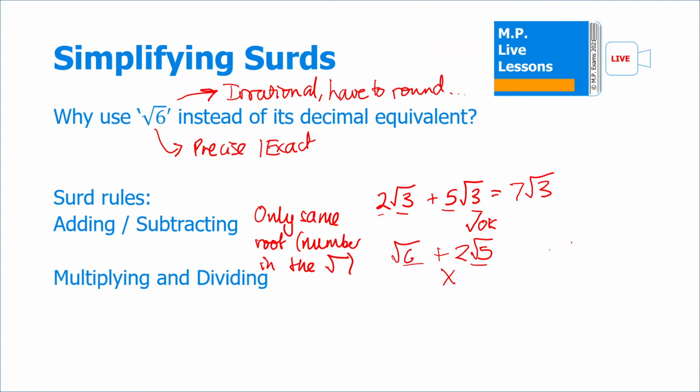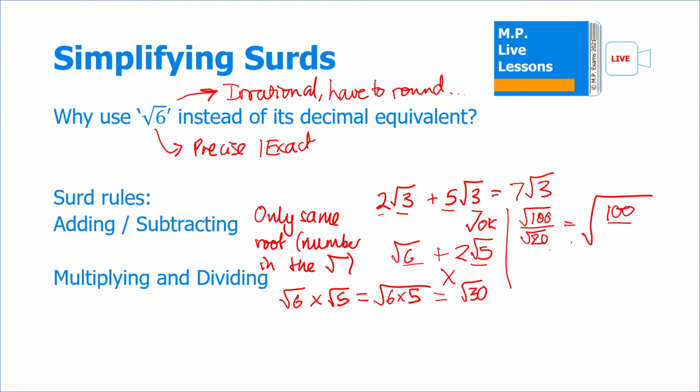However, with, let's say, root 6 plus 2 root 5, you can't do this because these two are different. Multiplying and dividing is quite simple, really. You just multiply together what's in the two. So, for example, root 6 times root 5 is the same as root 6 times 5, like under the same radical sign. So you get root 30. Dividing works in a similar way, such as root 100 divided by root 20 is the same as root 100 divided by 20, and you get root 5.